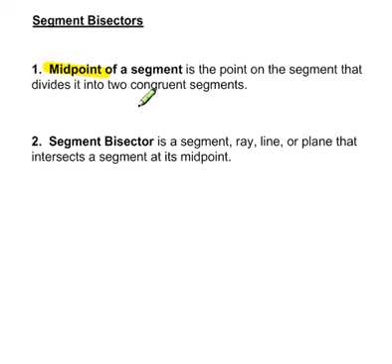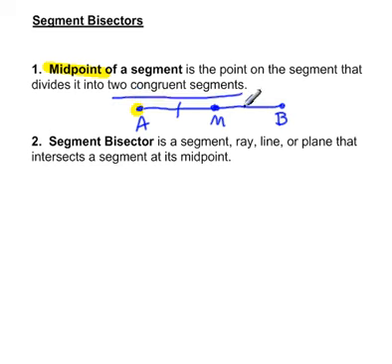A midpoint of a segment is, let's draw a segment. It has two endpoints, A and B. And then the midpoint of that segment is going to be the point that is in the center. A lot of times you'll see they call that M. So that would be a midpoint, which makes two congruent segments.